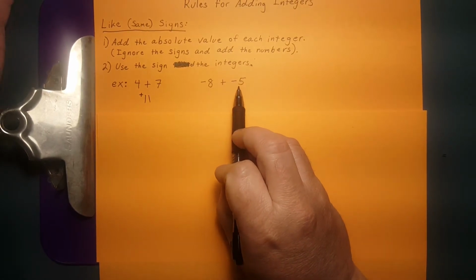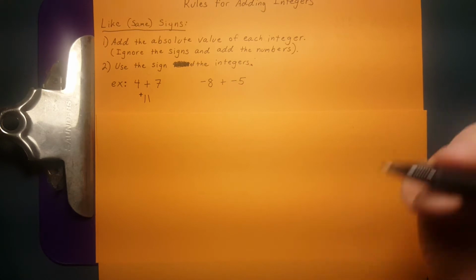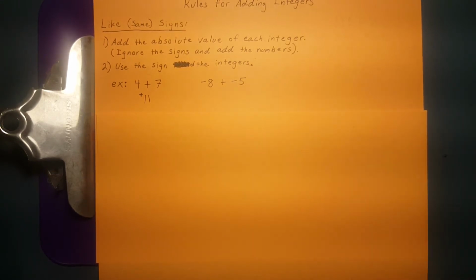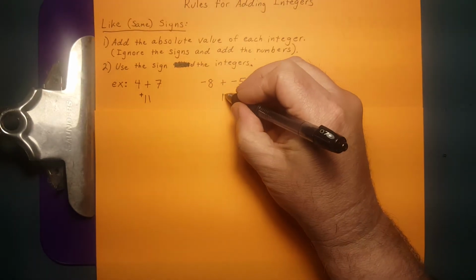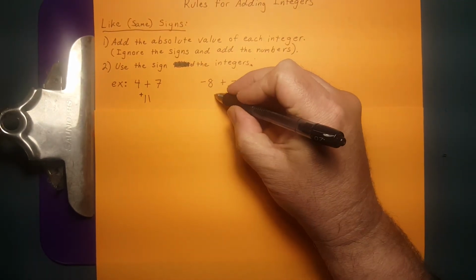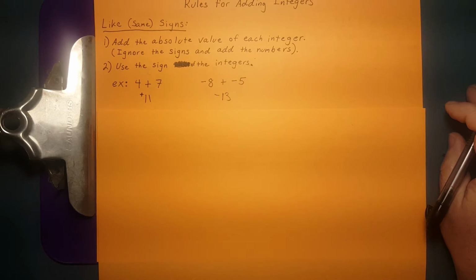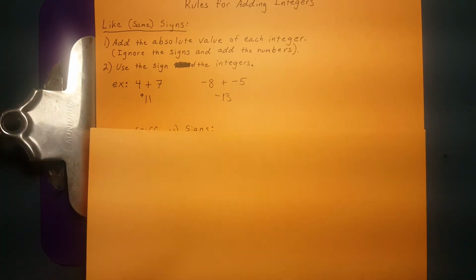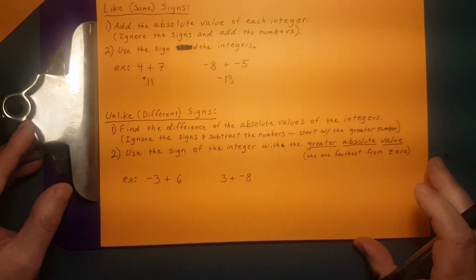Negative 8 plus negative 5, they have like signs. So you just add 8 plus 5, I think I said the wrong number earlier, and that's 13. And since they're both negative, you use the negative sign. So adding integers with the same signs is easy. It gets a little trickier for integers with different signs.